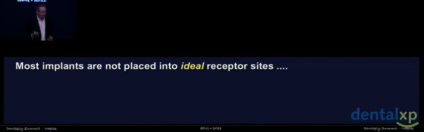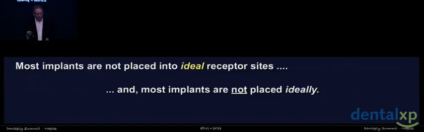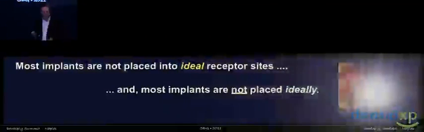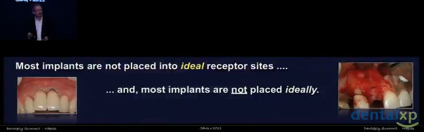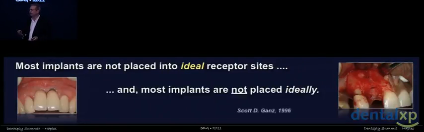I believe that most implants are not placed in ideal receptor sites. That may mean that many implants are not placed ideally, and we've just seen a number of examples of that. And so complications can occur, and a lot of what we're going to discuss is how we can avoid some of these complications, and is a digital world the framework that allows us to avoid complications?